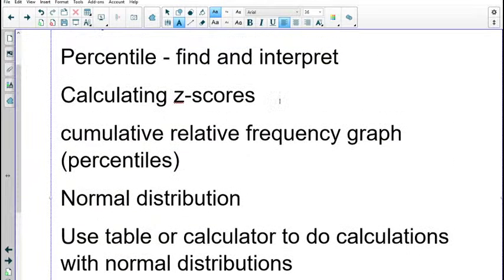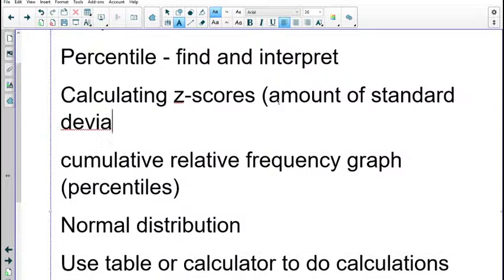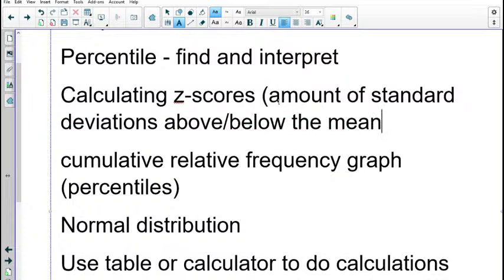For z-scores, you should know that a z-score shows an amount of standard deviations above or below the mean. So you should be able to understand that a z-score tells me how far above or below the mean we are. It's sometimes called a standardized score because it gives us a baseline to talk about all distributions in the same way, to give a more direct comparison between them.